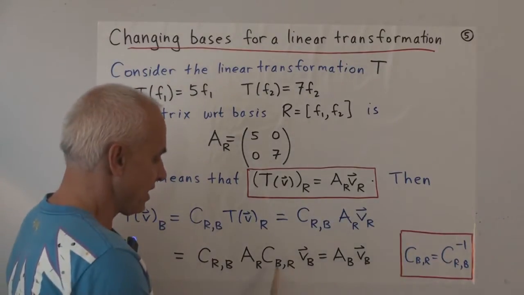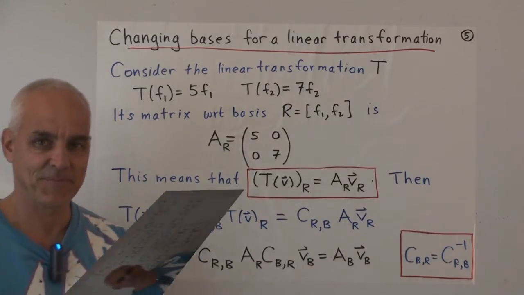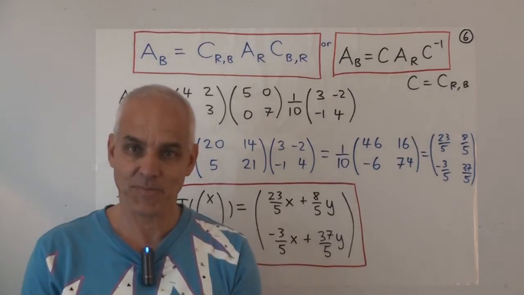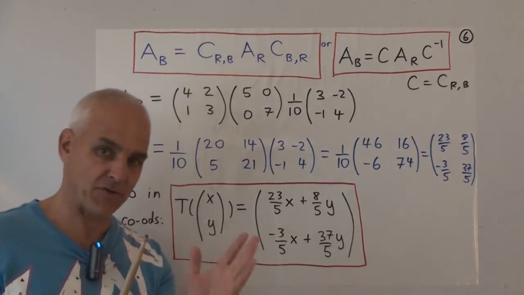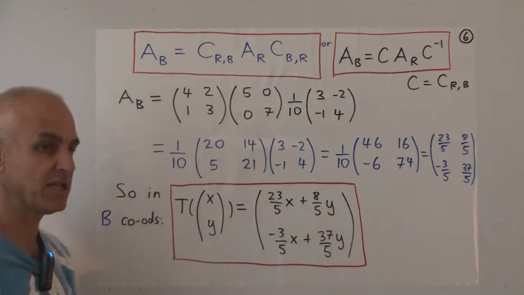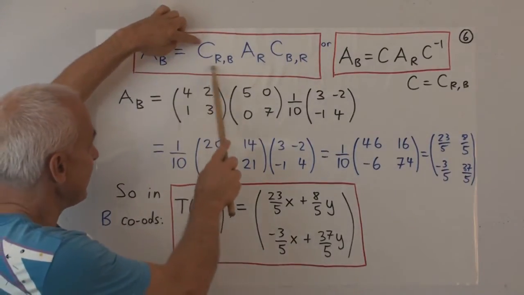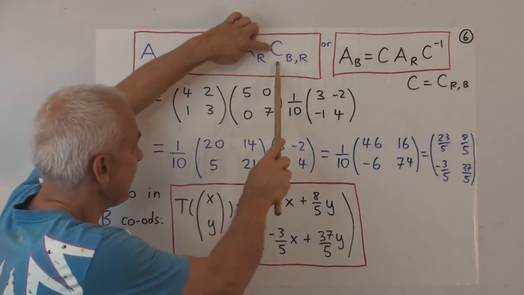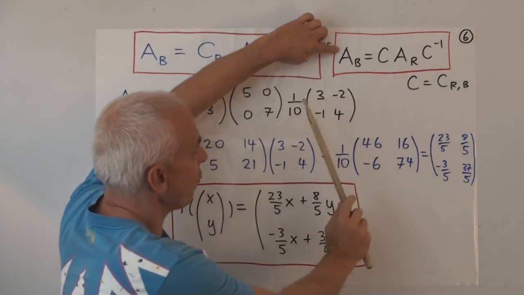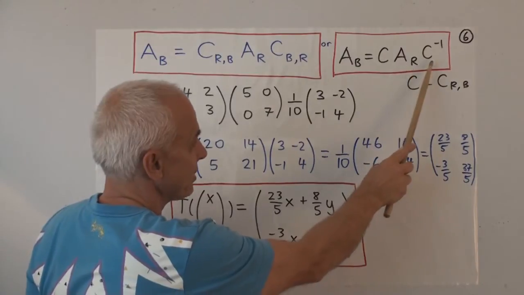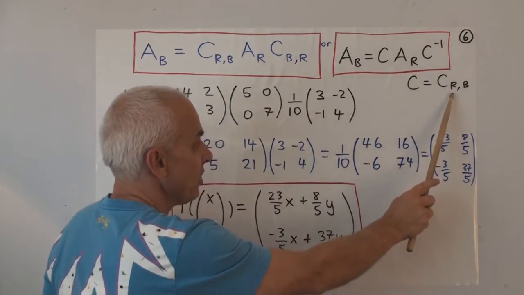And I point out here that this matrix here and this matrix are not the same. This one is the inverse of that one. So we've obtained the formula we were after. The formula that allows us to go from Rachel's matrix for a linear transformation to Bob's matrix for that same linear transformation. And the formula is that A_B equals C_RB times A_R times C_BR. And perhaps it's easier to remember if we write it in this form. A_B equals C times A_R times C inverse, where C is this change of basis matrix C_RB.